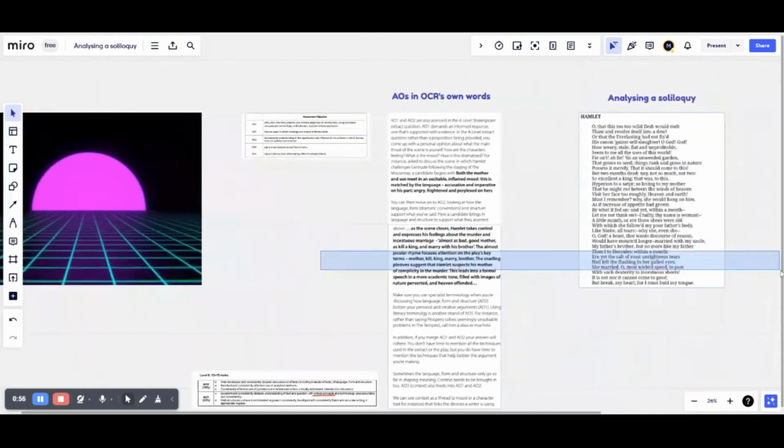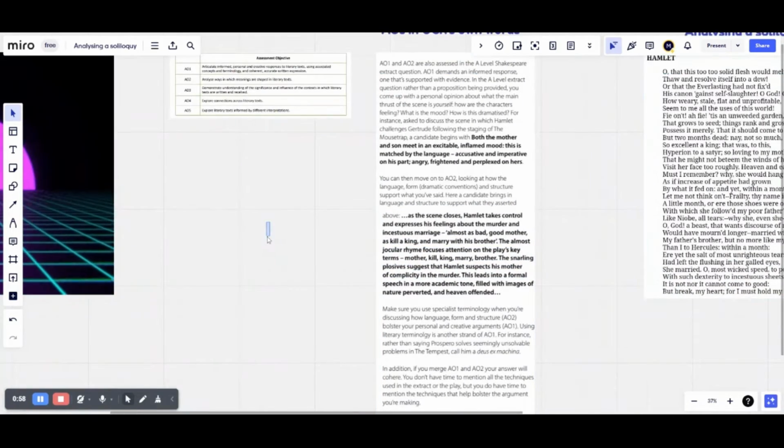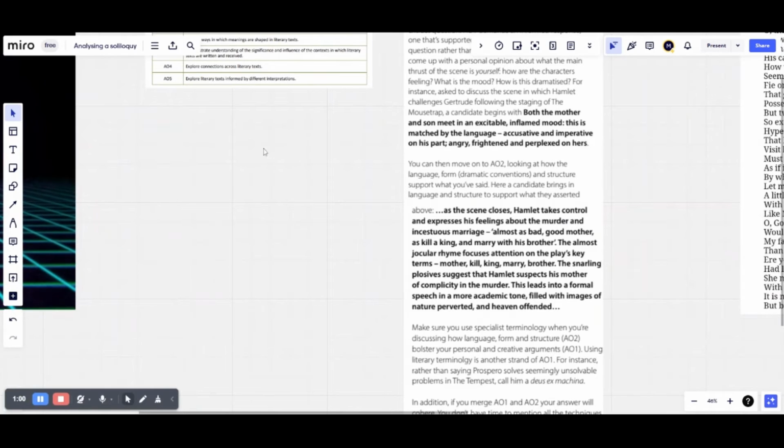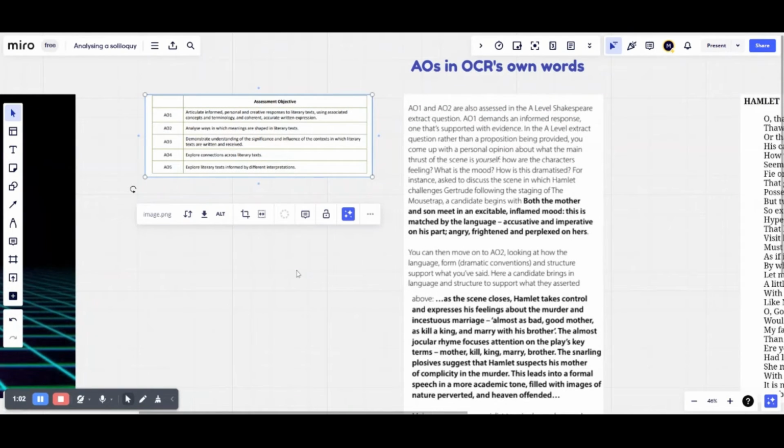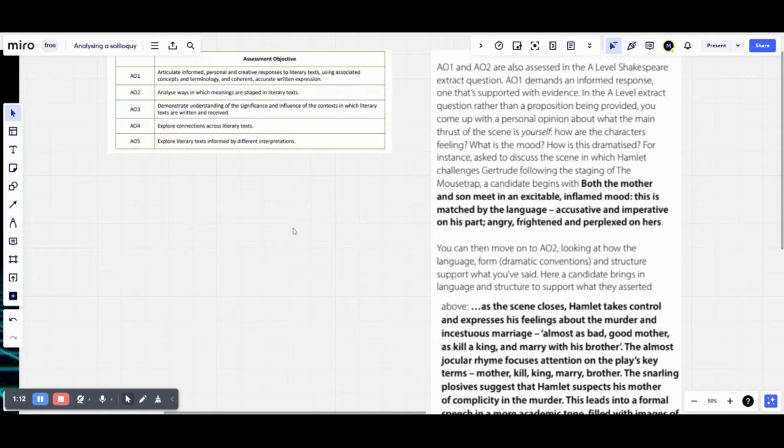AOs in OCR's own words. So for this one, it's AO1 and AO2. AO1 is 25%, articulate informed, personal and creative responses to literary texts using associated concepts and terminology and coherent written expressions. So that's this up here. Let's do something nice and do a circle. And then 75% is, okay, look at that, boom.